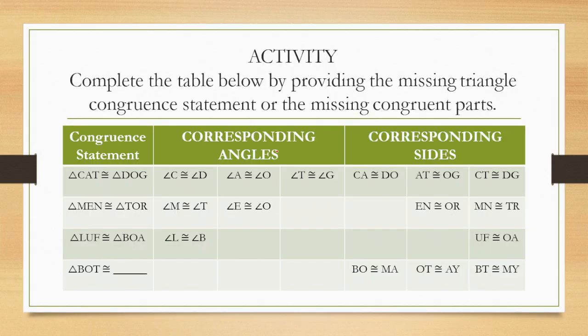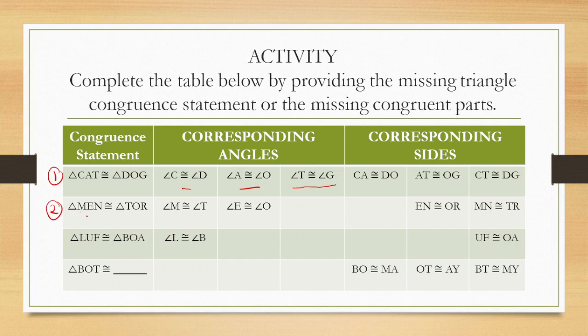Now, let's begin. So we have here an activity. Complete the table below by providing the missing triangle congruent statement or the missing congruent parts. So we have the congruent statement number 1, triangle CAT is congruent to triangle DOG. Then we have here the corresponding angles. Angle C is congruent to angle D. Angle A is congruent to angle O. Angle T is congruent to angle G. Then the corresponding sides, we have side CA congruent to side DO, AT congruent to OG, and CT congruent to DG.